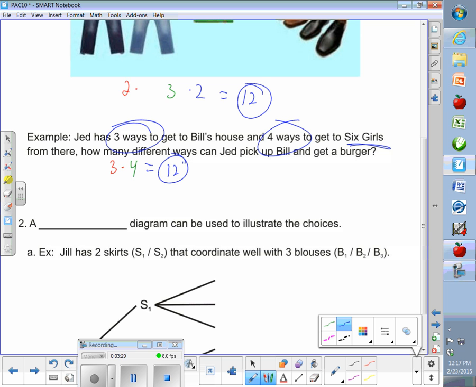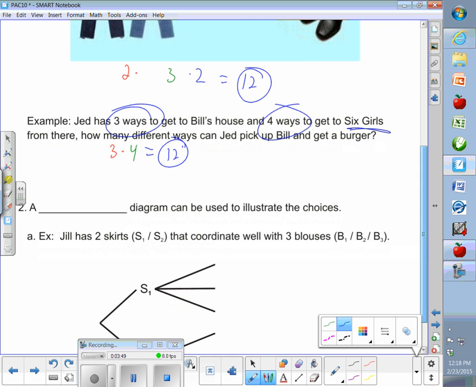All right, so there's 12 different ways that could take place then. 12 different routes Jed could take to start at his house and end up at 6 girls. 12 different ways. Really, really simplistic. These are easy. It's just a straight multiplication.